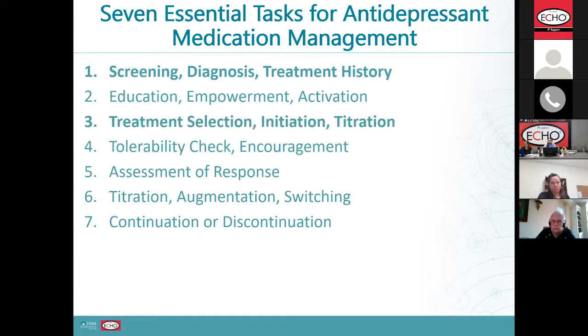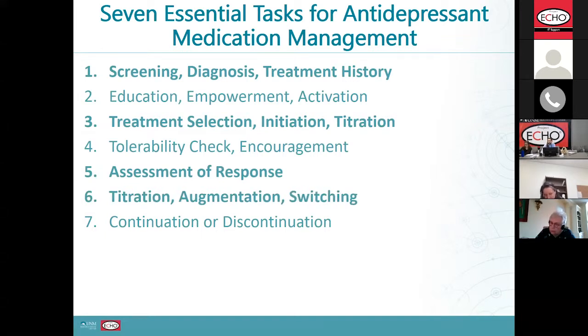We also want to be careful about treatment selection, initiation, and titration. So we want to make sure that we're selecting a treatment that the patient has not had before, and that we're initiating it and titrating it with enough support that they can have a minimally adequate dose and a good length of a treatment trial. And then we want to be able to track response and also titrate the medicine, augment it, or switch it. So these are the steps that are really important when you're dealing with somebody with resistant depression.